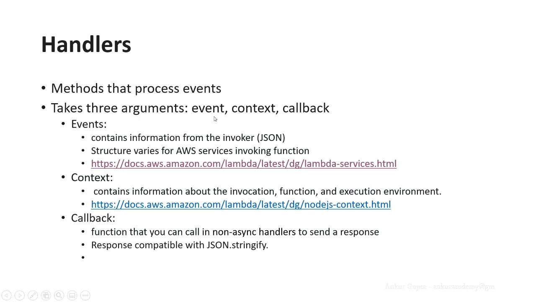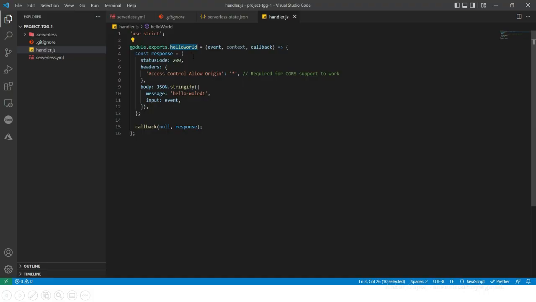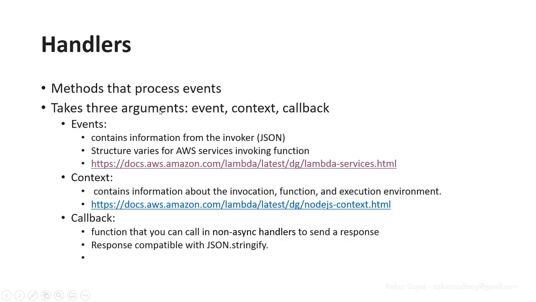Our handler takes three arguments: event, context and callback, and it processes the events which are sent to it by the runtime. Now when the runtime sends these arguments, under event it sends the information from the invoker. So in case of API Gateway as our invoker, when we are hitting a method like GET or POST, for example in case of POST, the event argument will contain the message body that we passed under the POST method.